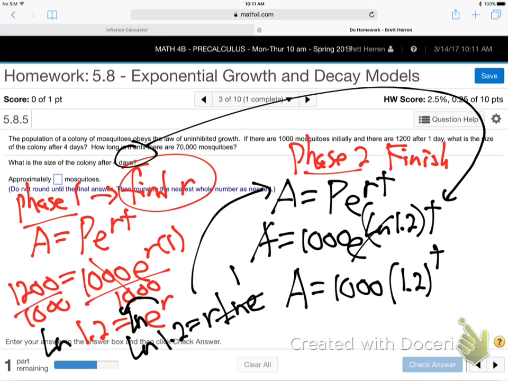Okay, so anyway, plug in your T. Your T is 4, right? T is 4. 4 days. Hit the buttons. 1,000 times 1.2 to the 4th.